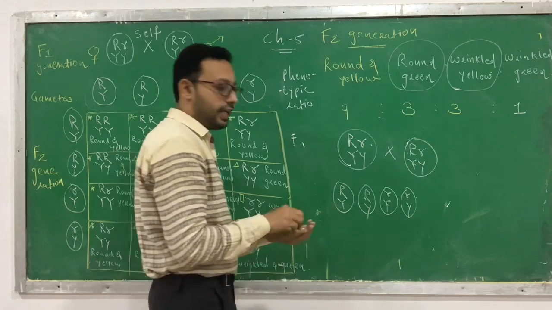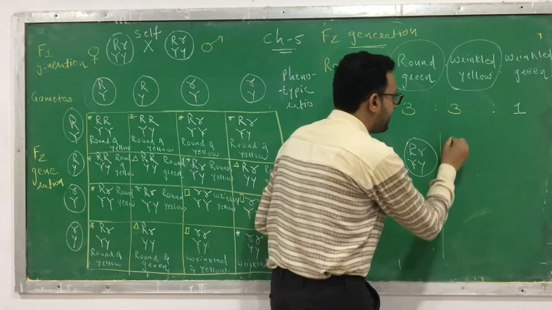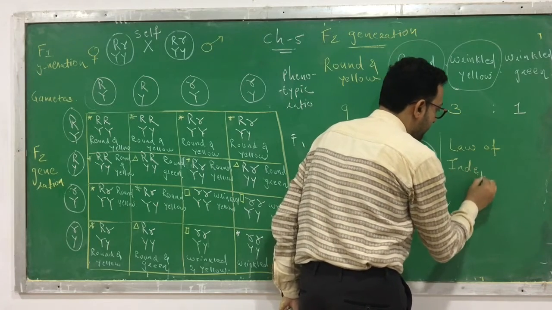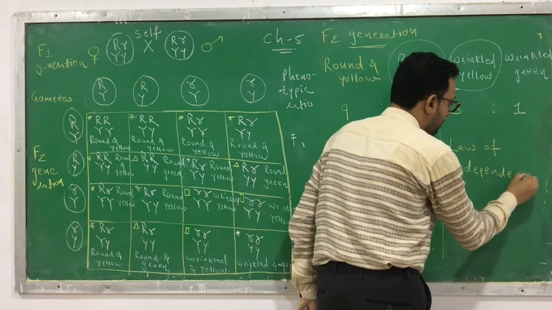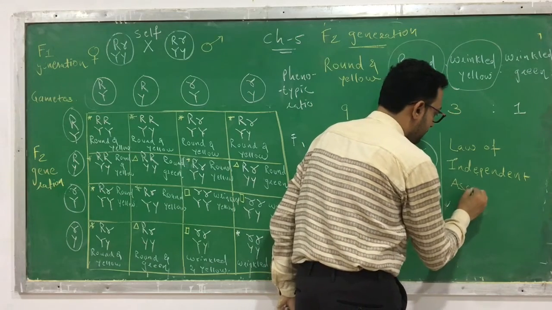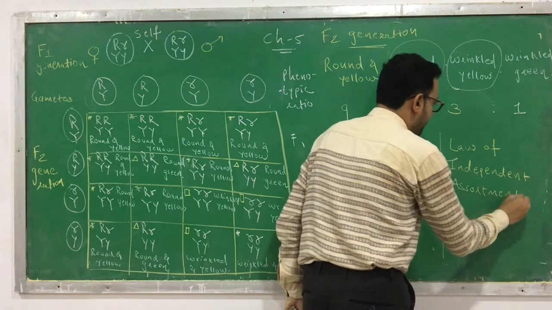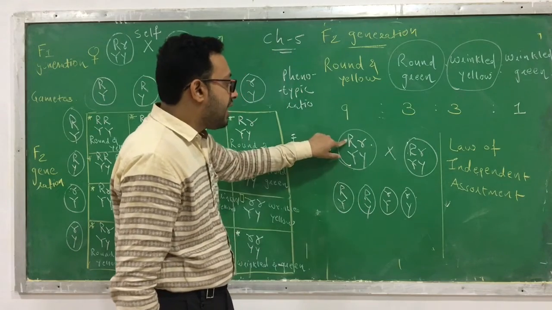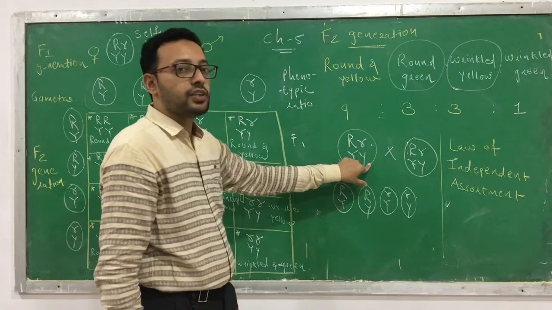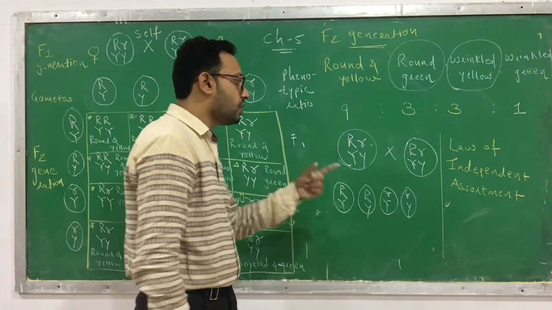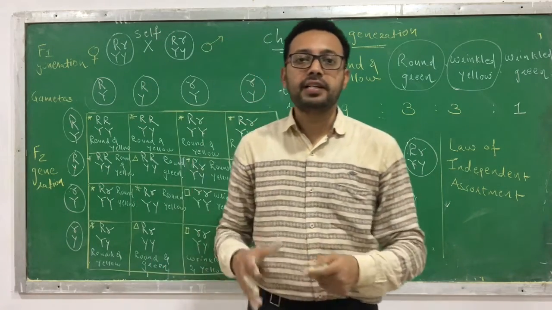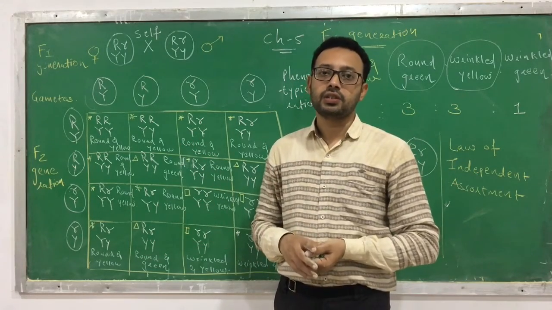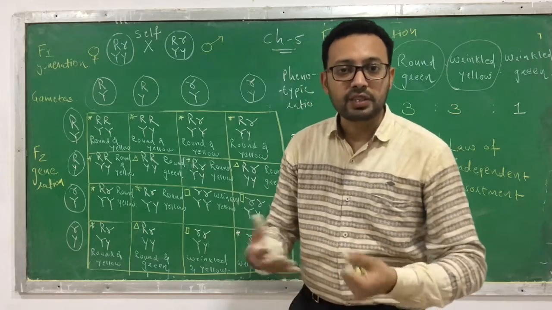Okay, this is called the law of independent assortment. That means assortment occurs independently. The capital R can also go with small y, though it is not present in a parent. So this is a law which was proposed by Mendel based on the dihybrid experiment, the inheritance of two genes. I will also explain with some more examples.